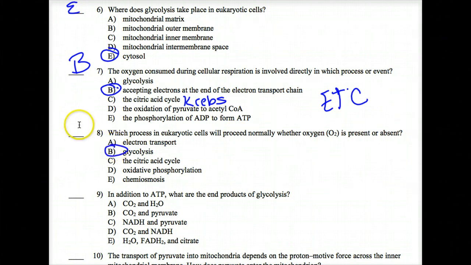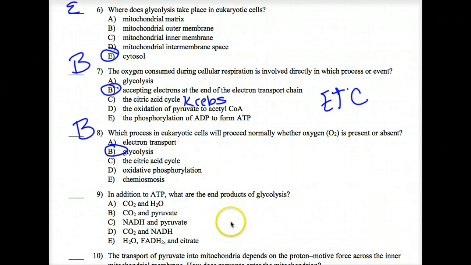Which process in eukaryotic cells will normally proceed whether oxygen is present or absent? Well, that's going to be glycolysis, because glycolysis happens outside of the mitochondria. There's no oxygen required for that. The other thing that you could have answered there would have been fermentation, but that's not an answer.